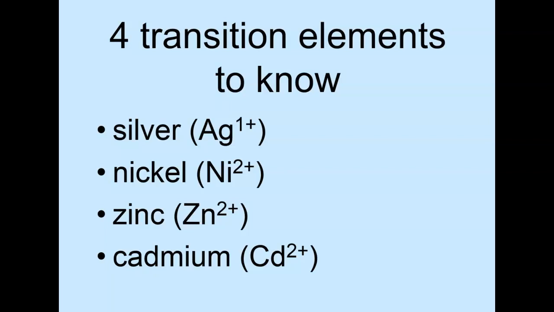So there are four transition elements that do not change like the other transition elements. And there they are: silver, nickel, zinc, and cadmium. Now, the truth is, nickel does have a different ion, but it's less than 1% of all the nickel out there in the real world. So most people just go nickel and they put Ni 2 plus for the charge. So you need to know these.